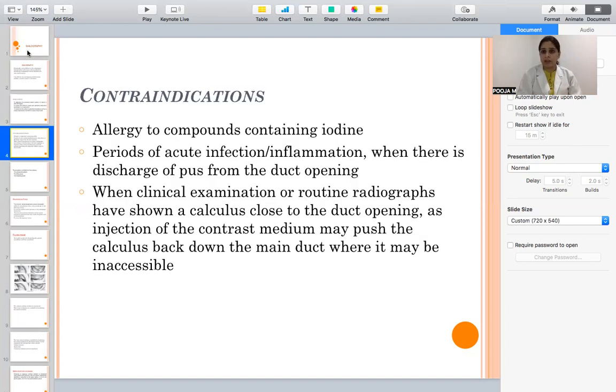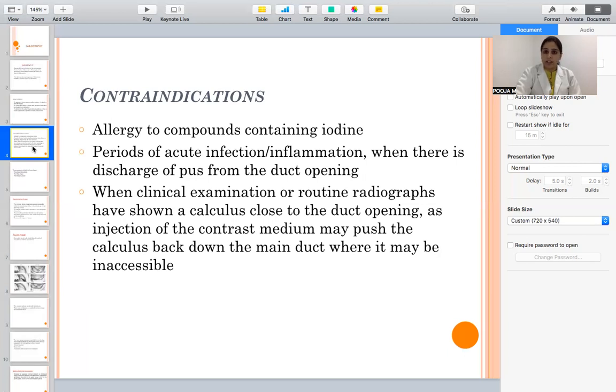Coming to the contraindications, where sialography is contraindicated. One of the major components of this contrast medium is iodine. So in individuals who are allergic to iodine, sialography is contraindicated. And the second contraindication is in case of acute infection or inflammation, or whenever there is a discharge of pus from the ductal orifices. In such cases, sialography is contraindicated.